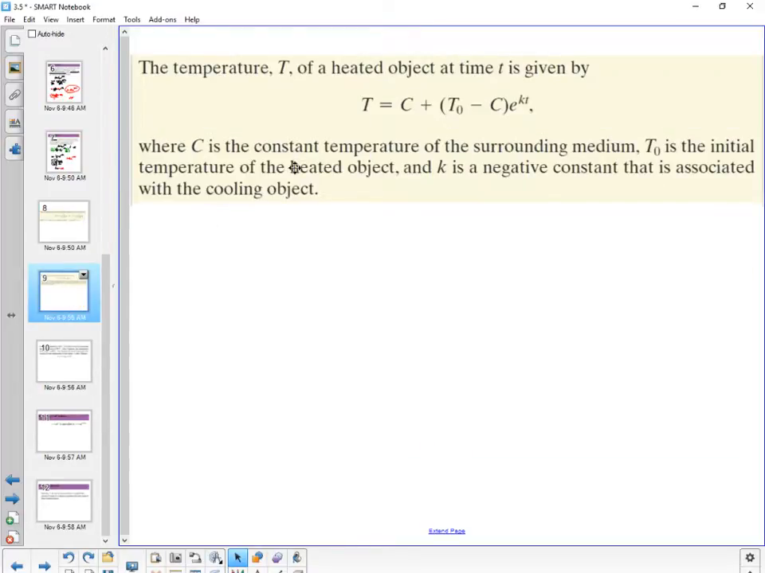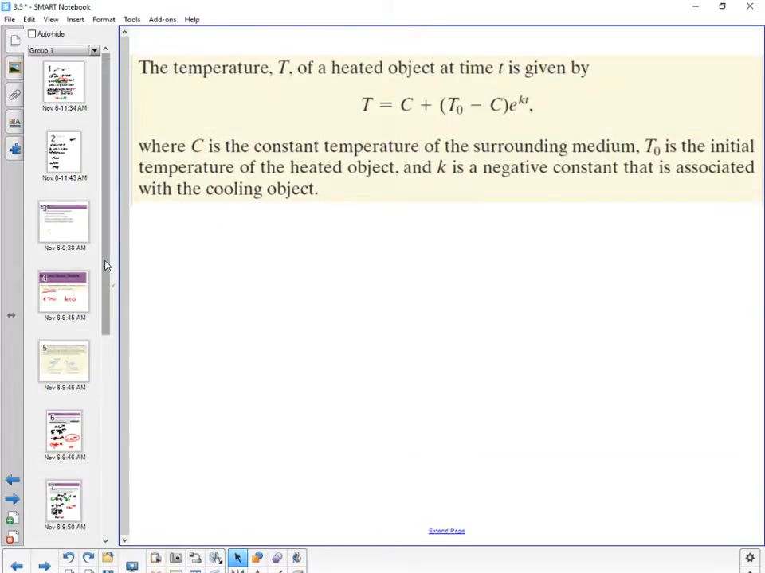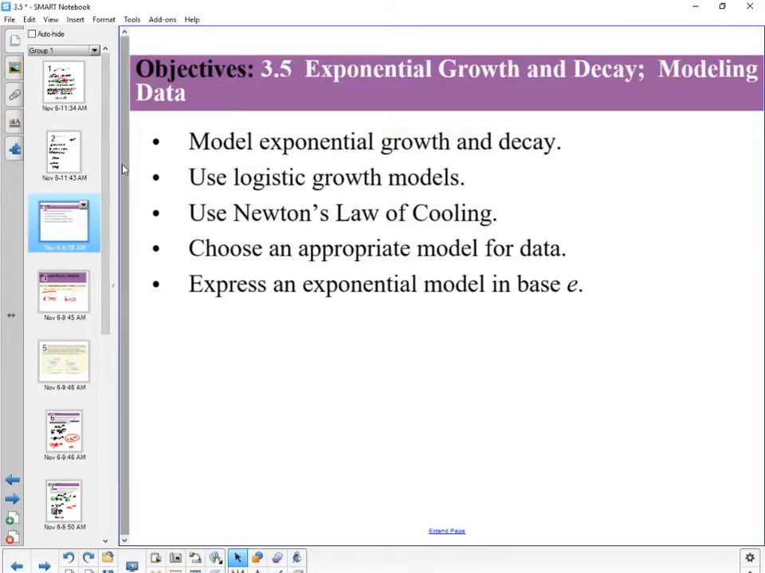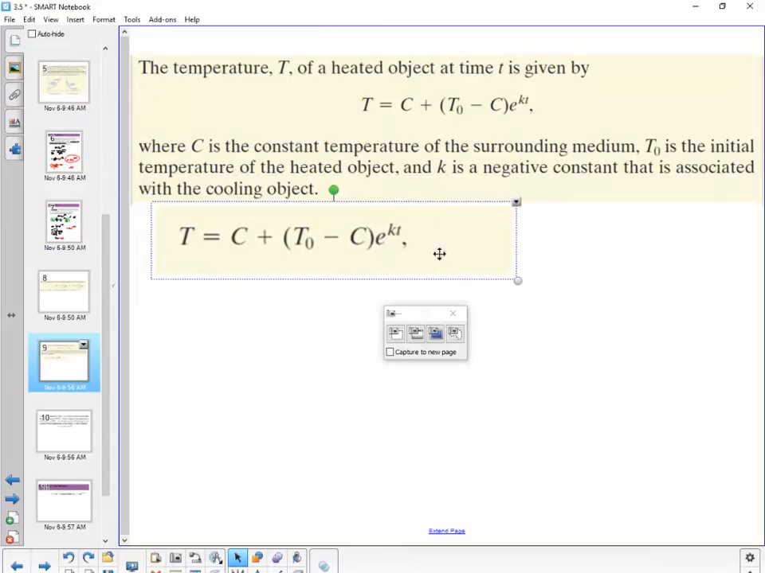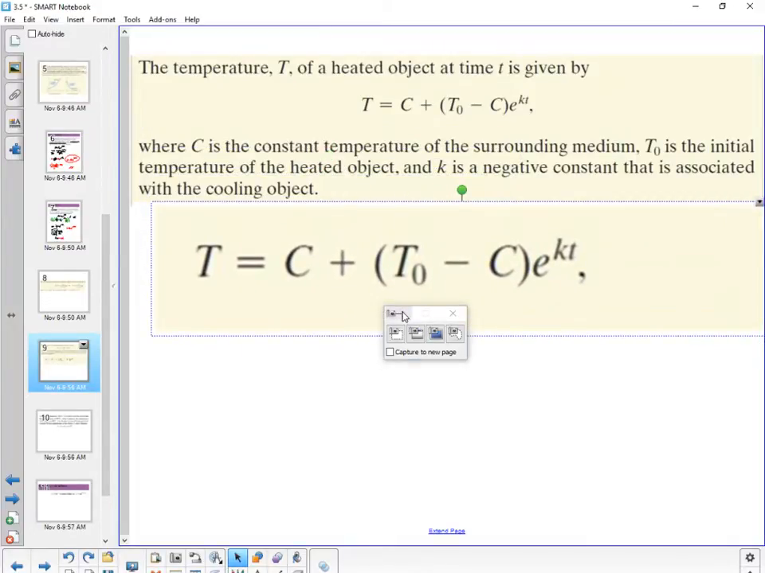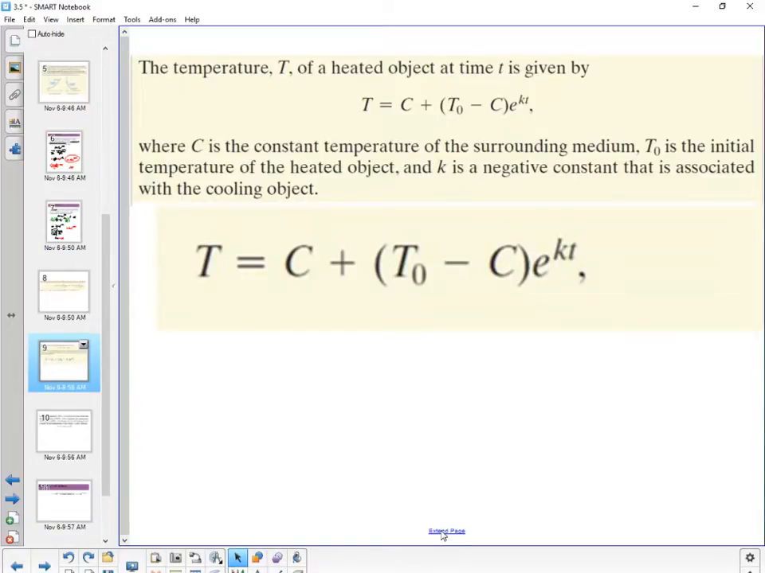Good? All right, here you go. Next one. This is the, what did I tell you this was called? Newton's law of cooling. This one's Newton's law of cooling. Because you're going to need it for some of those problems. Here, I'll write it bigger for you. I mean, copy it. C is the constant temperature of the surrounding medium. T naught is the initial temperature of the heated object, and K is a negative constant that's associated with the cooling object.